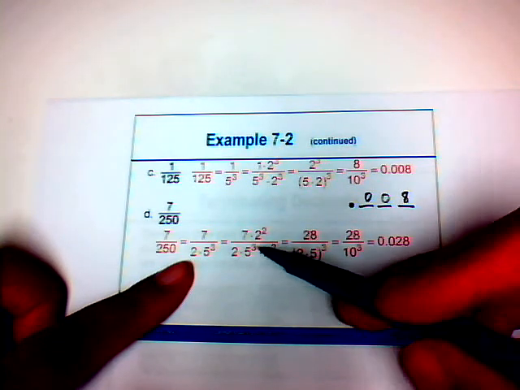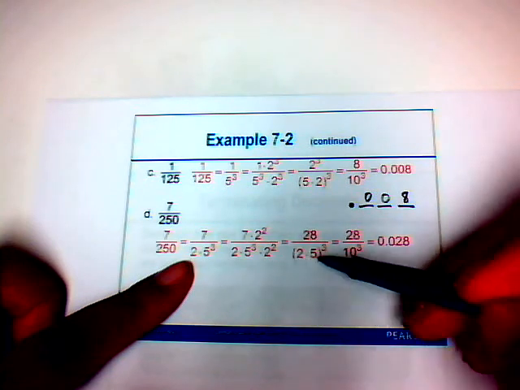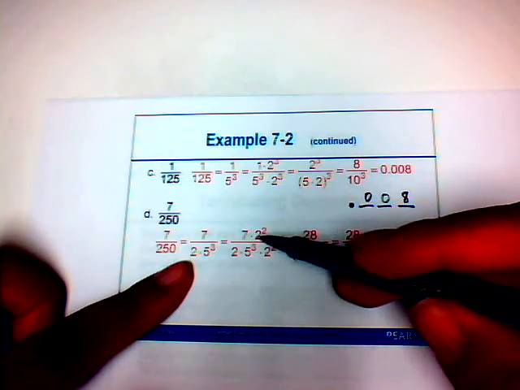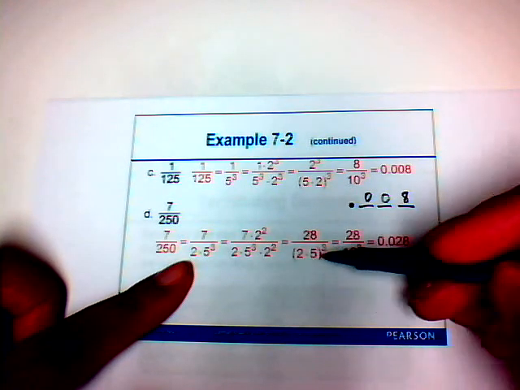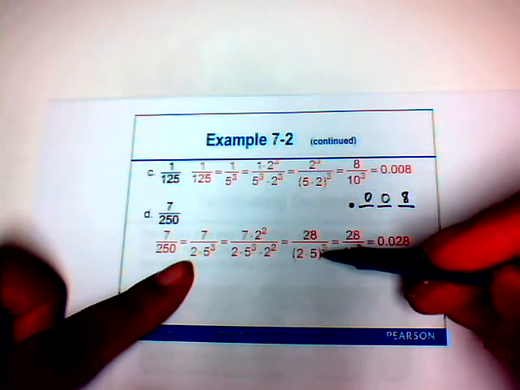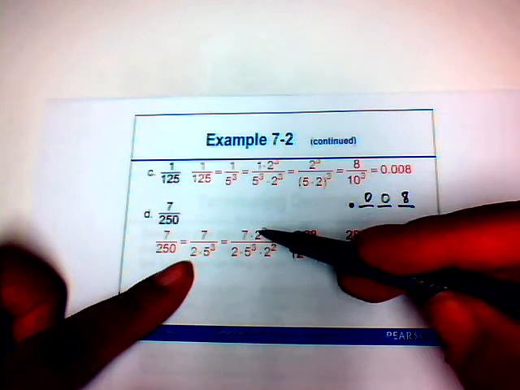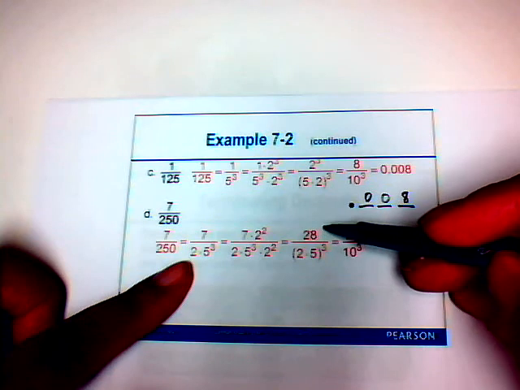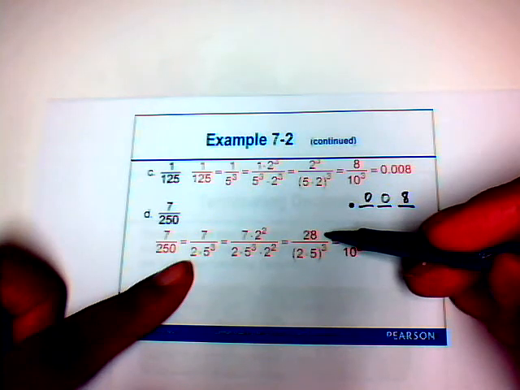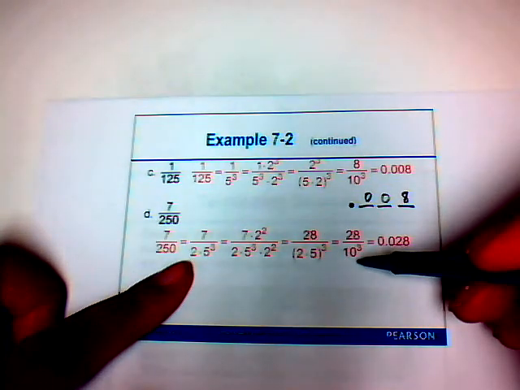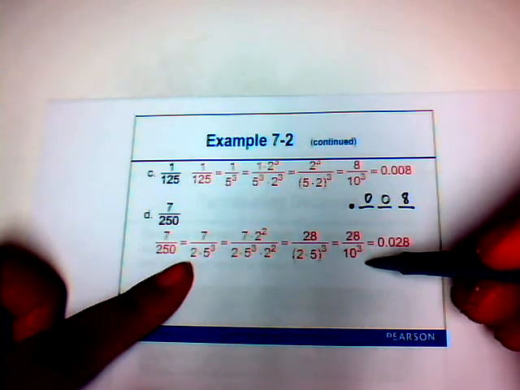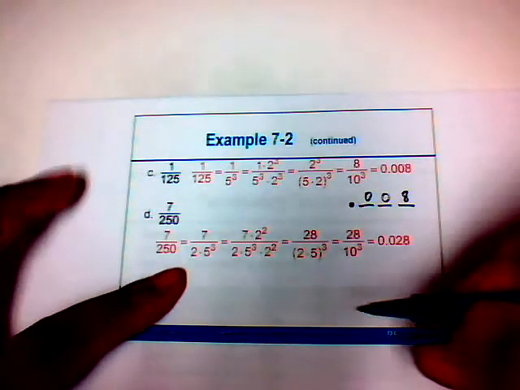Now, 2 times 2 to the second would give me 2 to the third. And then multiply that by 5 to the third. That can be rewritten as 2 times 5 raised to the third. 2 to the second is 4. 4 times 7 would give me 28 in the numerator. And then 2 times 5 will give me the 10, and that would be to the third power. So I have 28 over 10 to the third, or 28 1,000ths.